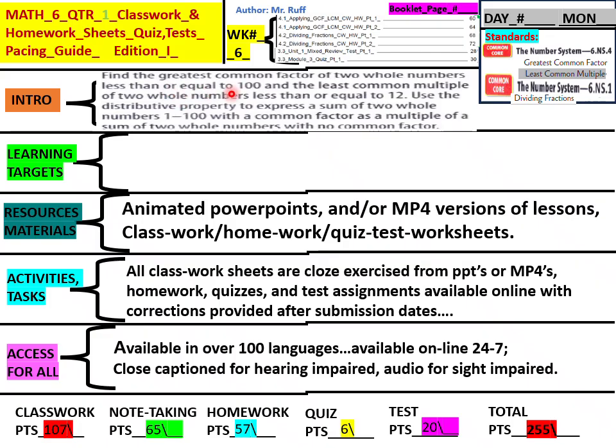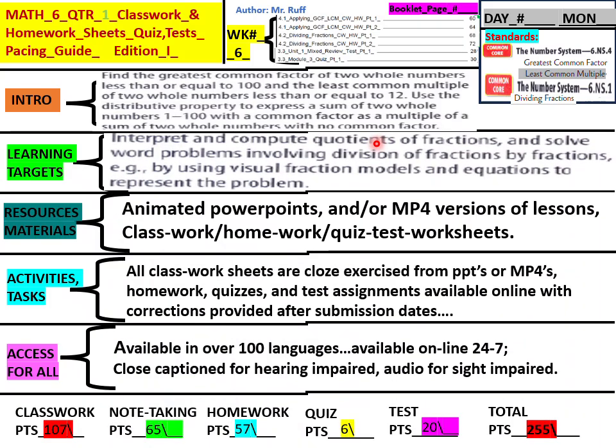Find the greatest common factor of two whole numbers less than or equal to 100, and the least common multiple of two whole numbers less than or equal to 12. Use the distributive property to express a sum of two whole numbers 1 through 100 with a common factor as a multiple of a sum of the two whole numbers with no common factors. So this is the kind of tasks that we're going to be doing.